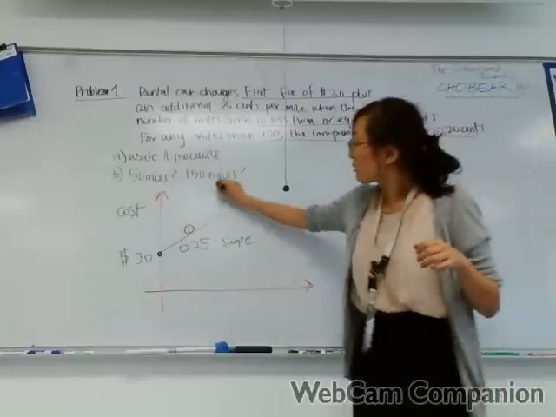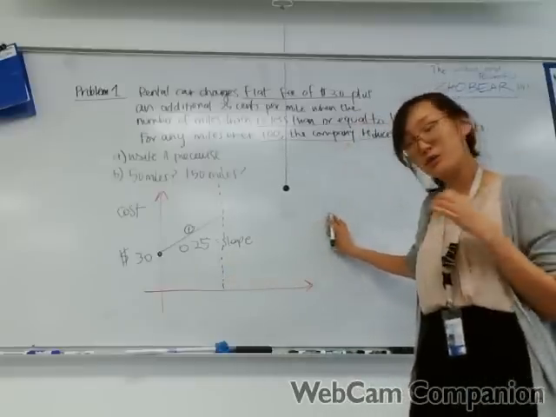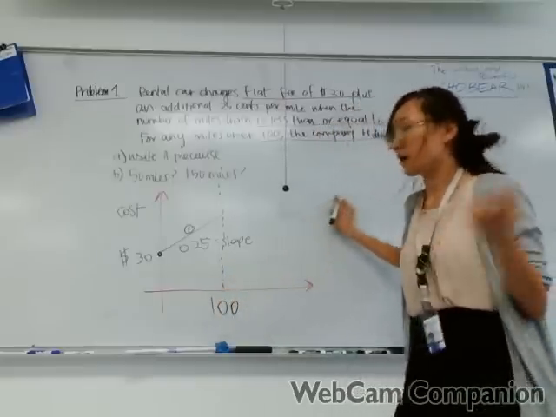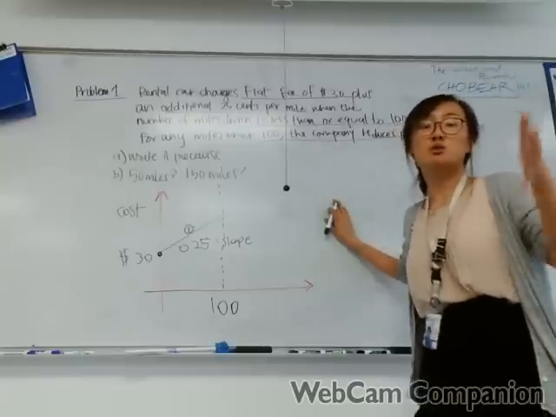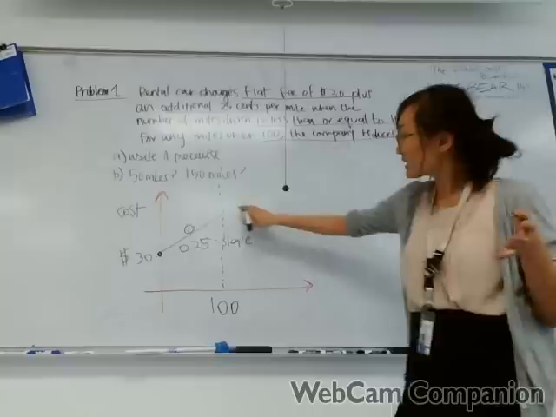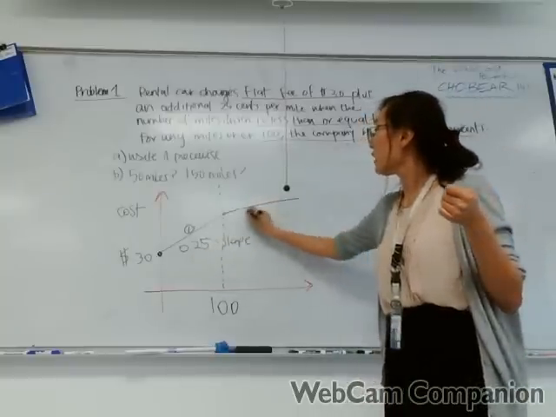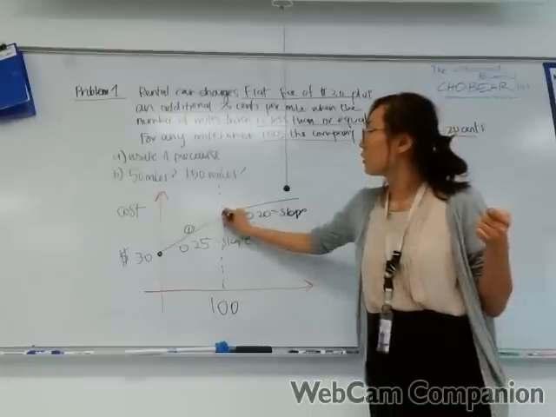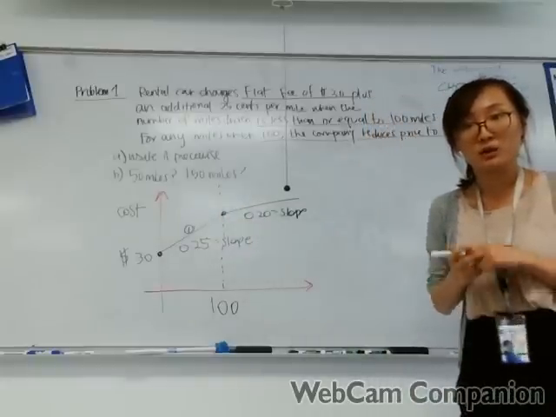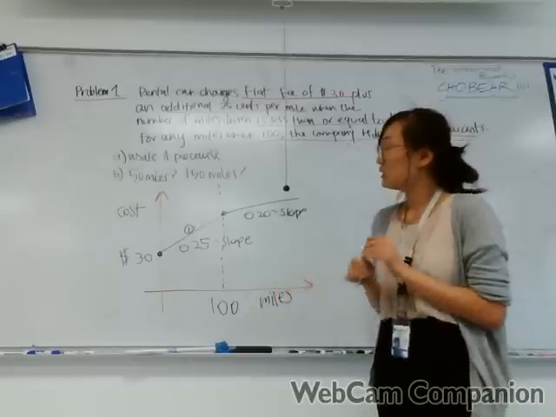After that, I get a different fee rate. At 100 miles, the company's like, I'm not charging you 25 cents anymore. I'm charging you now 20 cents per mile. So instead of the slope being 0.25, the slope is now 0.2. And I'm paying 20 cents from when x is 100, or when miles driven is 100. So now I have a graph.